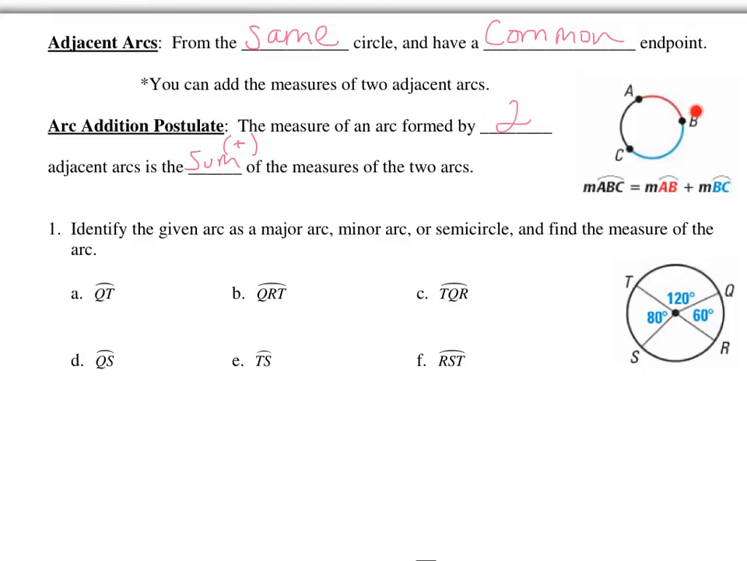So if you look at our picture over here on the right, we have the arc A to B to C. Notice it's a major arc because it has 3 letters and it's bigger than 180 degrees. You can take arc AB and add it to BC to give you that full arc. So you can add any of the pieces together still to equal the whole thing.